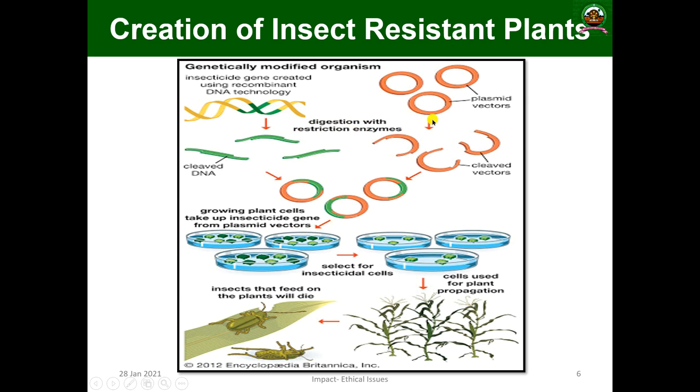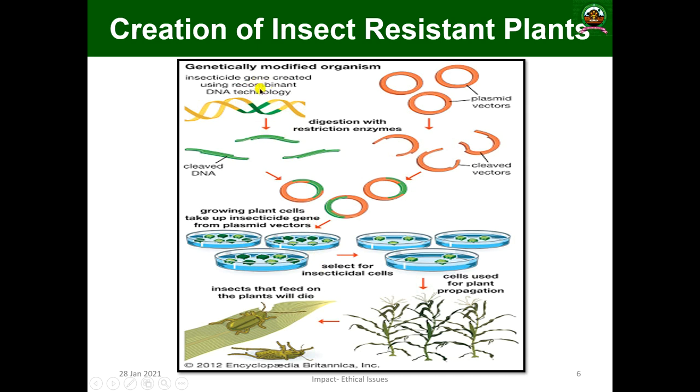You require a certain vehicle that is used for cloning, known as plasmids. Vectors are the vehicles or mediators that transport this newly introduced gene to the host. Here also you have to use a restriction enzyme and cut, and then this gene you introduce into the plasmid, the vehicle for cloning, and you transport it to a plant or a cell that is actively growing in a medium, and that particular gene will be multiplied inside that host.